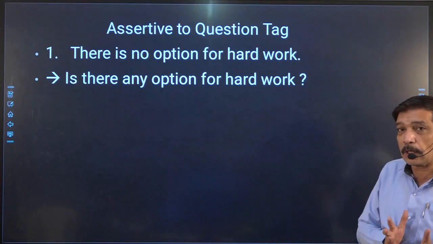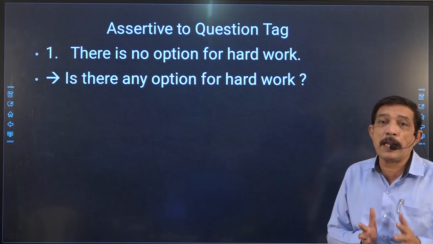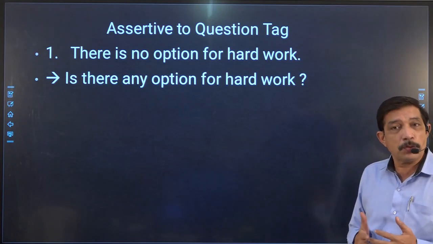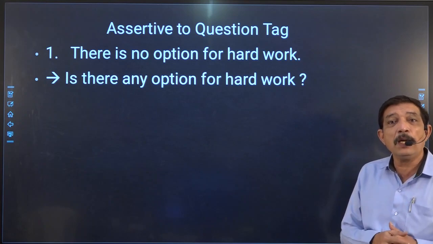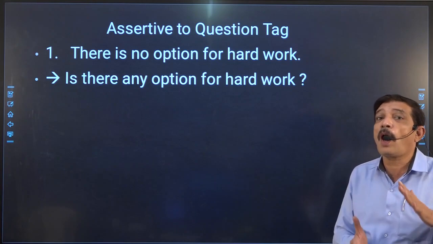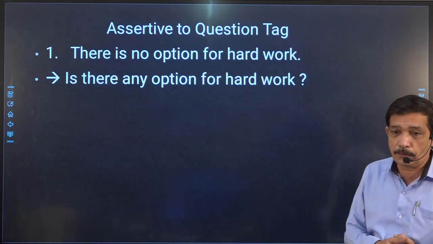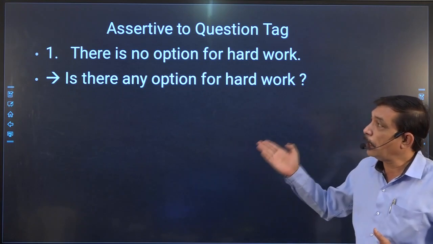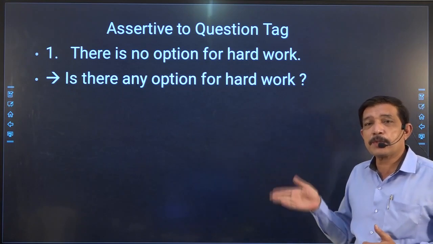Sometimes you can use an antonym, some places you cannot use an antonym, because that depends upon the grammar that is being formed in the sentence. So you have to be a little bit clever over there, where to specifically use an antonym or where not to use it, or how to change the word that we have to look at. It depends on sentence to sentence. So is there, no becomes any. Is there any option for hard work?